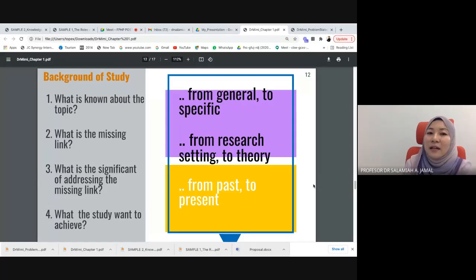Then we can write about the setting, for example heritage tourism, and then you move to the theory part. So from research setting, move to theory. That's how it should flow. From the setting, heritage tourism, next you introduce the variables or the elements that you want to look at inside heritage tourism, because heritage tourism is broad, for example.